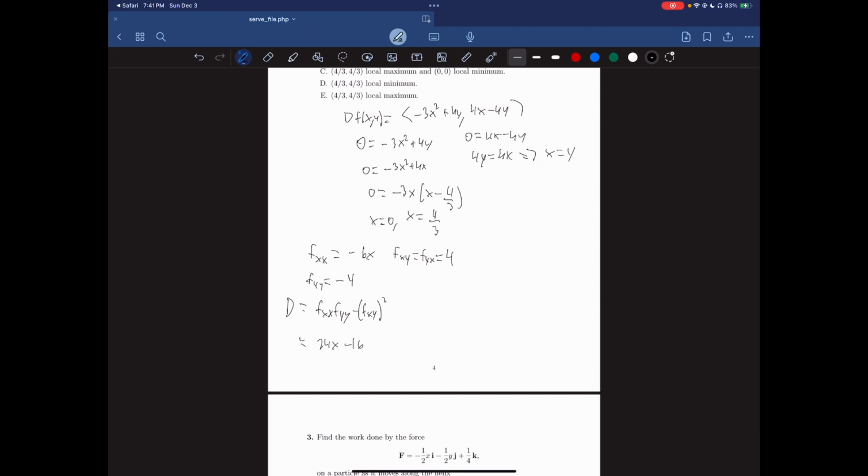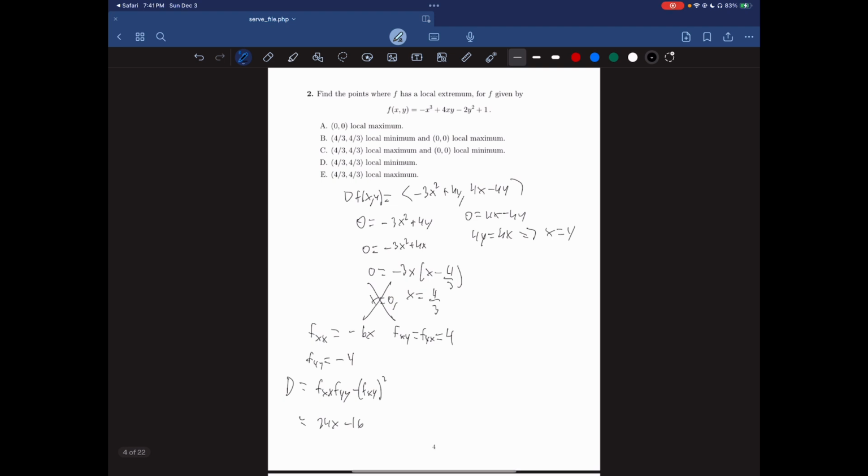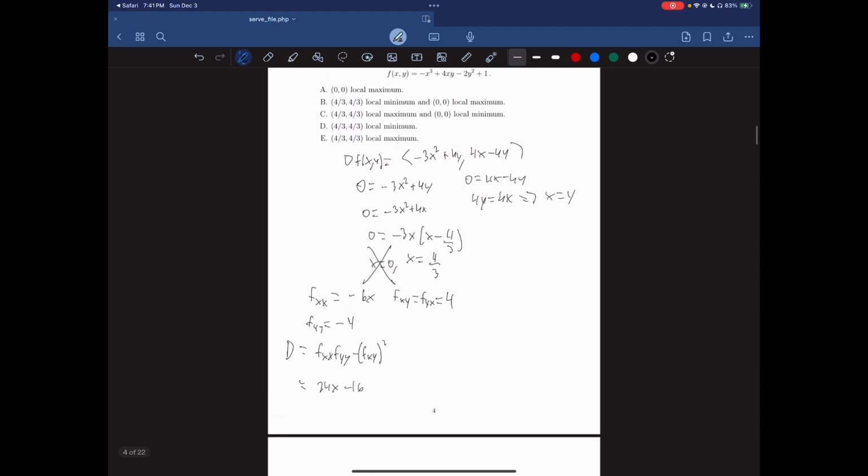Very nice. And if we plug in our points here, we don't even need to transform them into actual points because there's no y in this expression. So for x equals 0, we're going to get a negative value. That means that's a saddle point, so we don't really need to consider that. It's neither a local minimum nor a local maximum. So that is pretty simple here.